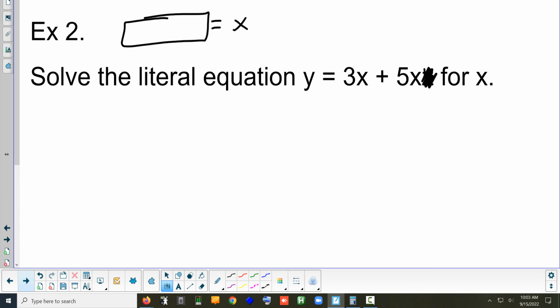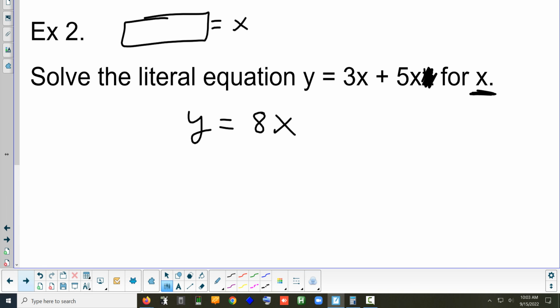Okay, so let's go through our steps. Simplify. Does anybody see something I can do first under the simplify step this time? Sean? Yeah, we can combine like terms. What's 3x plus 5x? Yeah. It's 8x. Now, right now, that equation is solved for y. That means the y is by itself. They want us to solve for x. So we want to get the x by itself.